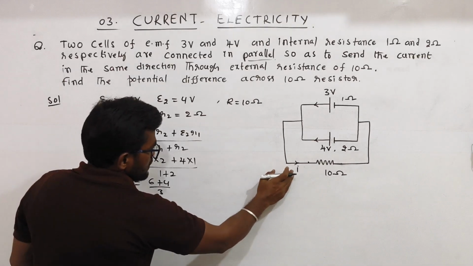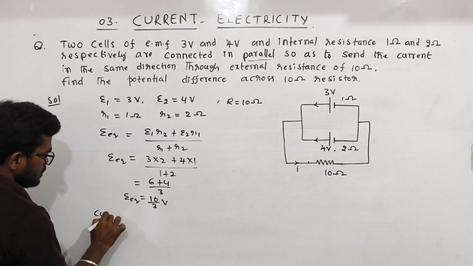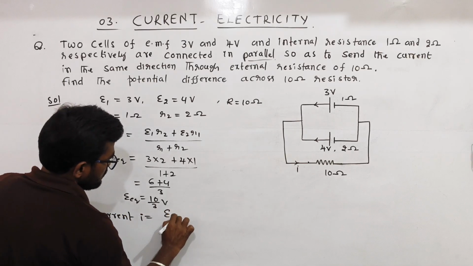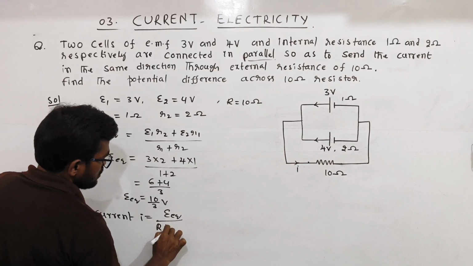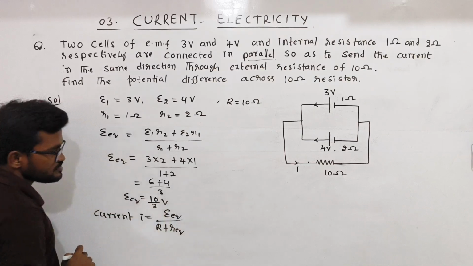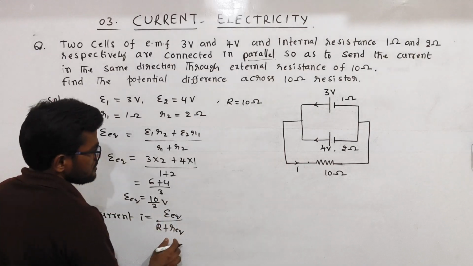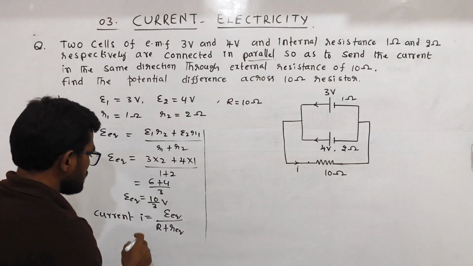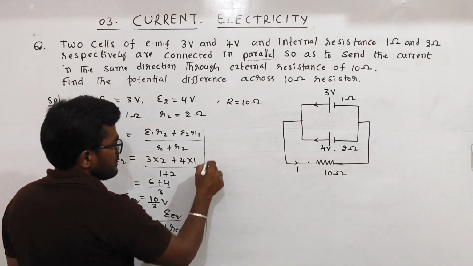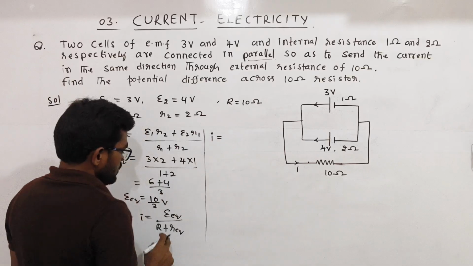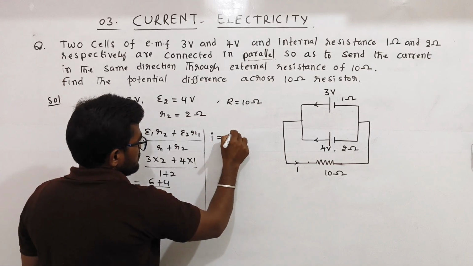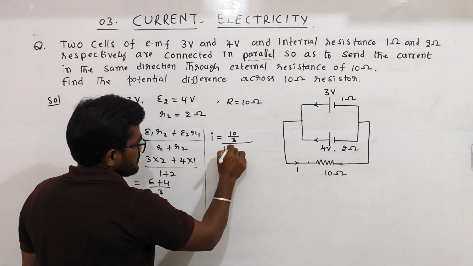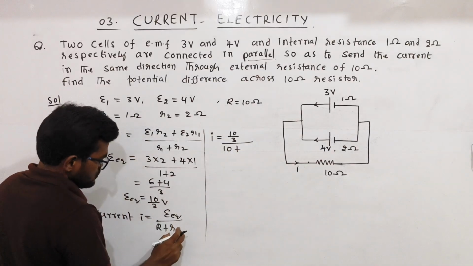Let us consider total current I. Current I is equal to formula E equivalent divided by R plus R equivalent. So where R equivalent is equal to R1 R2 by R1 plus R2. Substitute the value in this equation. Let us find the current. Current I is equal to E equivalent is 10 divided by 3 total divided by R, R means capital R 10 plus small r equivalent.